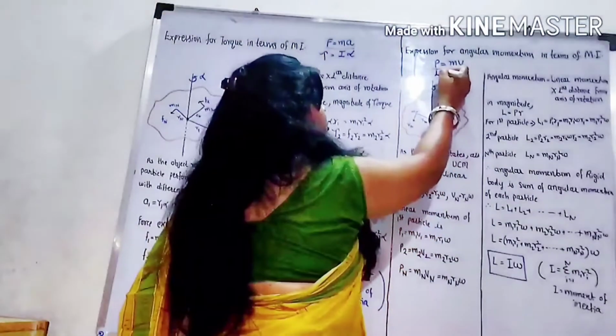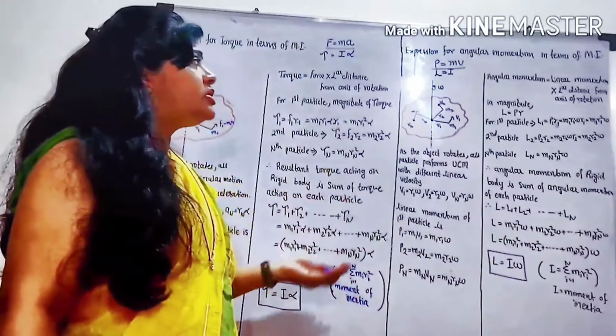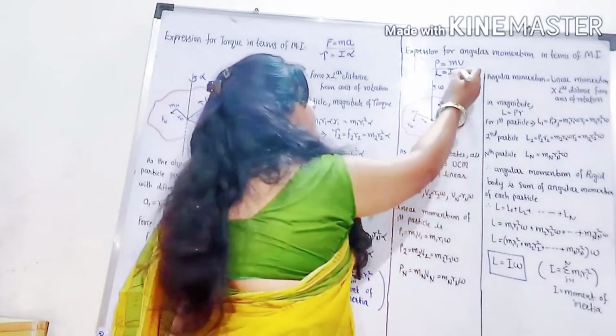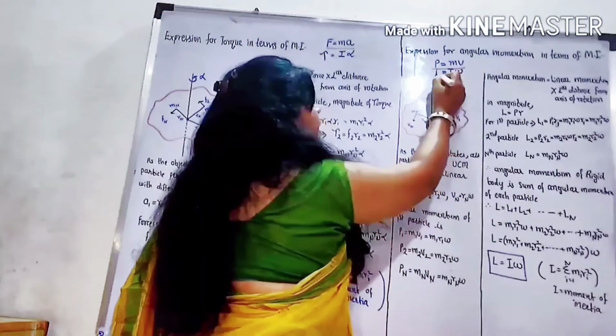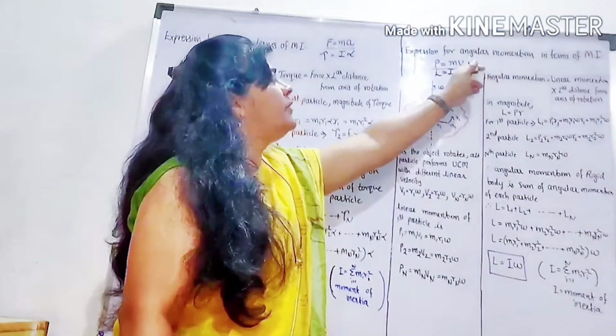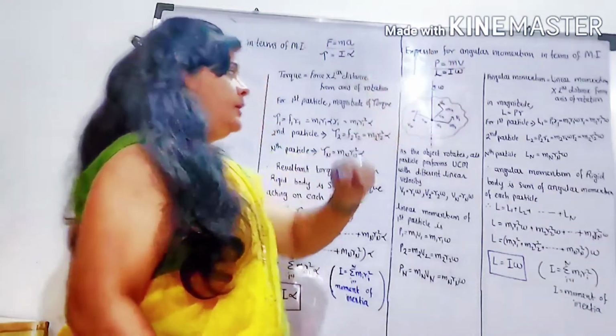Then mass is analogous to the moment of inertia I, and linear velocity is analogous to the angular velocity, which is represented by omega. This way we can remember the formula for the angular momentum in terms of moment of inertia. L is equal to I omega.